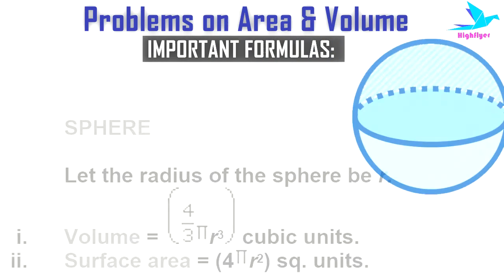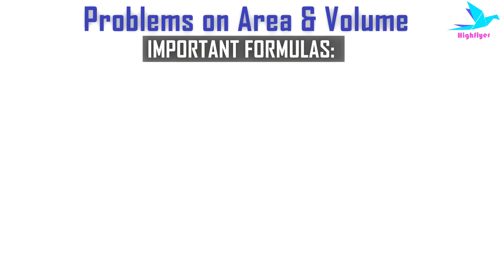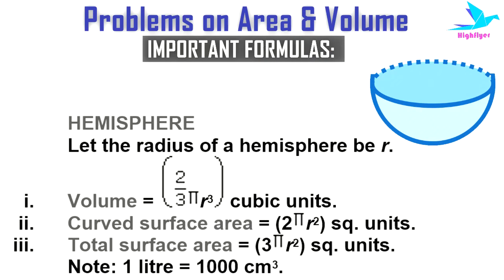Then sphere. Let the radius of the sphere be r. Volume equals 4 by 3 pi r cubic units. Surface area equals 4 pi r square units. Then comes hemisphere. Let the radius of a hemisphere be r. Then volume equals 2 by 3 pi r cubic units. Curved surface area equals 2 pi r square units. Total surface area equals 3 pi r square units.